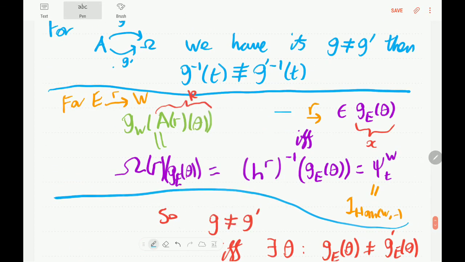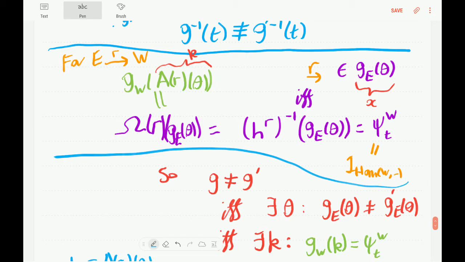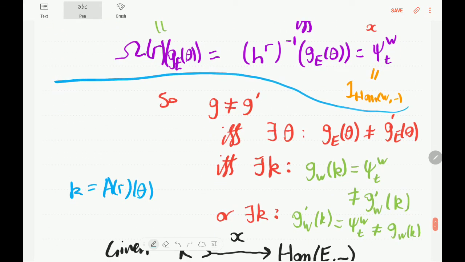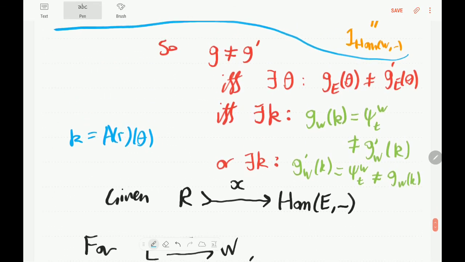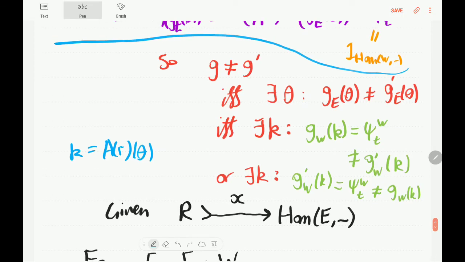So sorry, using the naturality, we can find this k, which is a of r of theta, and we're going to have that g w of k is equal to psi w of t, whereas that's not equal to g dash w of k in this case where r under arrow is present in here, but not in here. Or alternatively, if the r under arrow is present in here, but not in here, then we're going to have this case. Either way, we can get by.